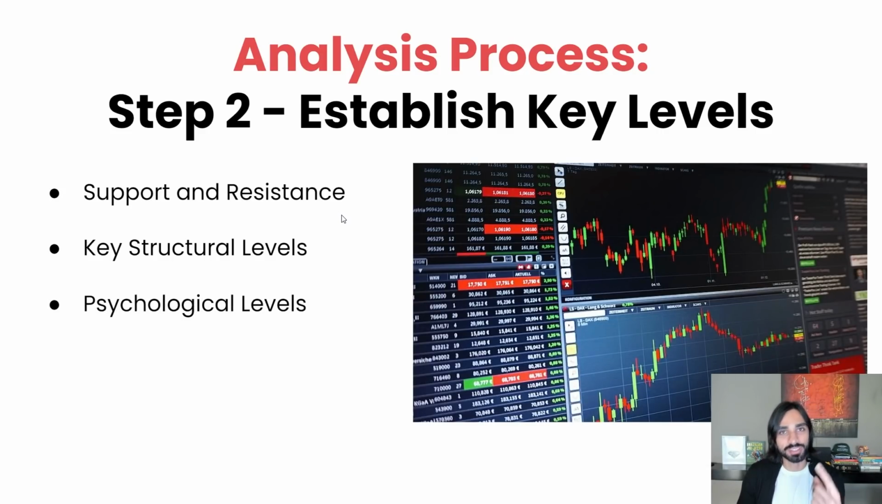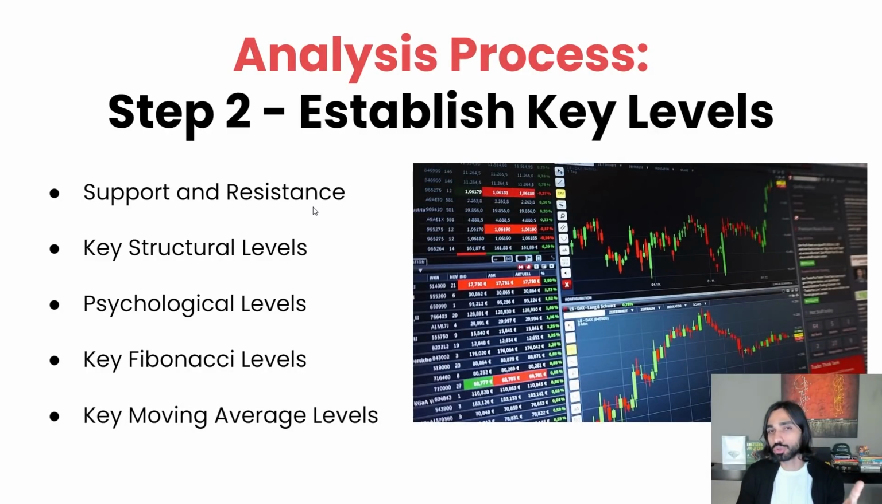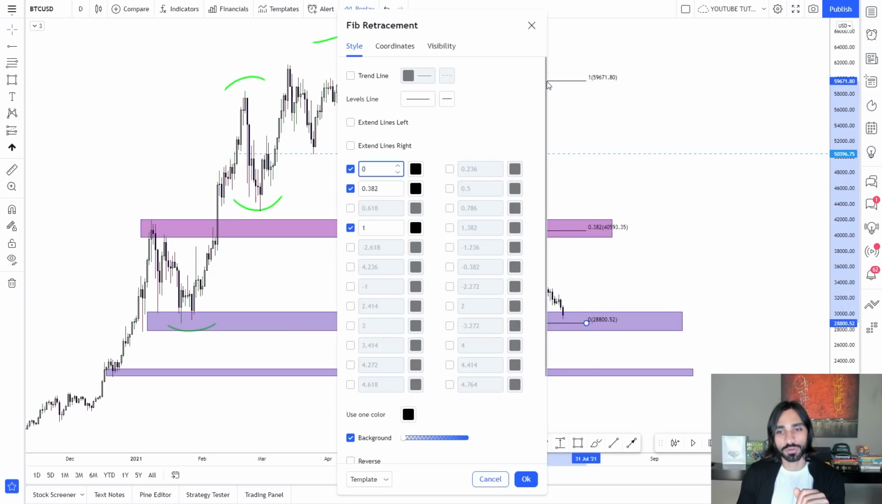We've already spoken about these: 30K, 40K, 50K, 60K, round numbers. Now, key Fibonacci levels and key moving average levels are the last 2 we're going to analyze. So the key Fibonacci levels over here, we've highlighted the 0.382 because that's where the moves bounced, but now we want to highlight key levels.